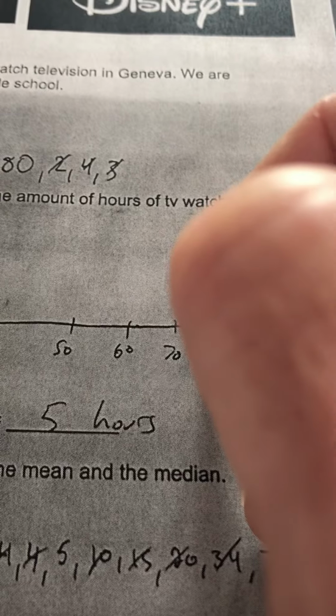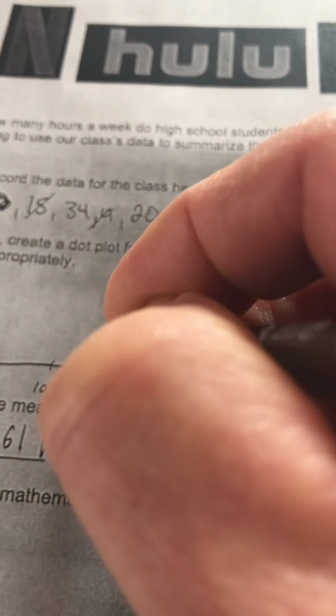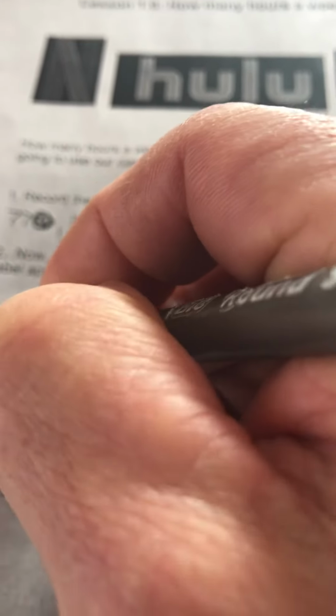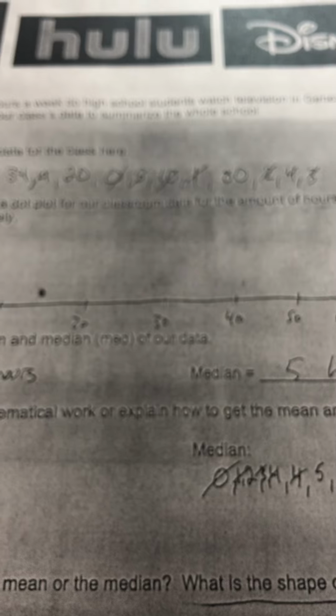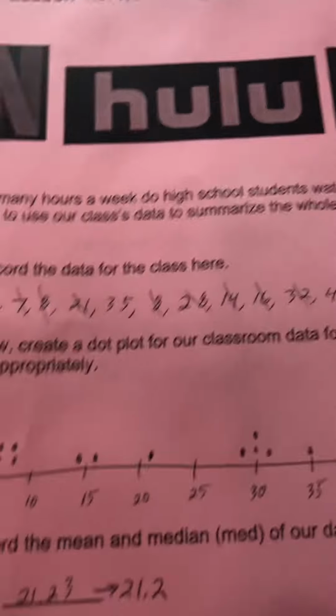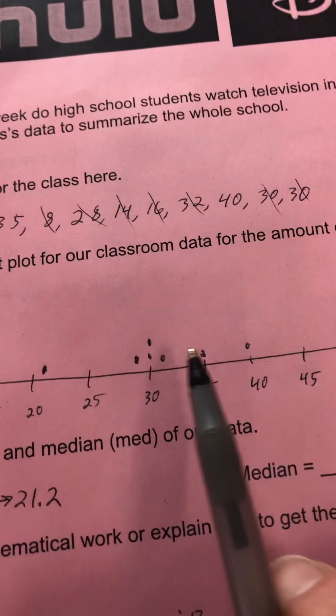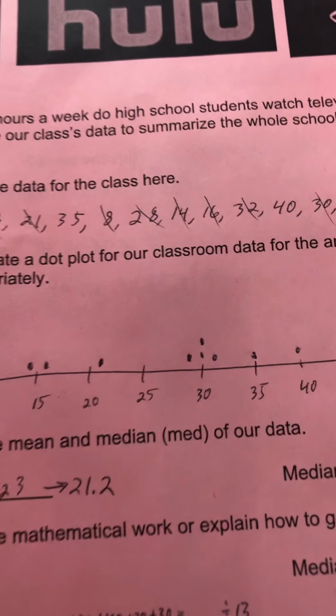Like you had one at 80, one at 77, 15 would be right in between 10 and 20, and so on. You had one at 0, you had one at 1. You just put dots right where they go. If you have more than one, you would put them just right above each other. In period 8, we had more than one a couple of times, a couple of 7s, a couple of 8s, a couple of 30s, so you just stack them on top of each other.